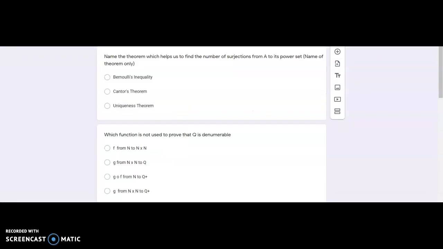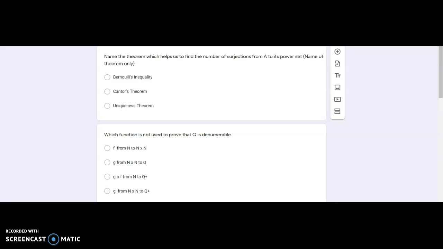You write question number 2. Name the theorem which helps us to find the number of surjections from A to its power set. Name the theorem only. This one is Bernoulli's inequality. Second one is Cantor's theorem. Third one is the uniqueness theorem. You put the question number 2 and select the correct answer. Bernoulli's inequality, Cantor's theorem, uniqueness theorem. Write the answer in full. Then we can move to the third question.